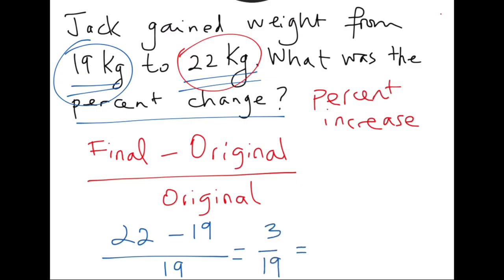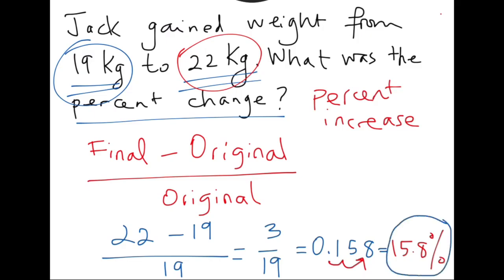What is 3 divided by 19? As a decimal, you will get 0.158 if you round to the nearest thousandth. To change this as a percentage, move the decimal point 2 places to the right. That would be 15.8%. So this number right here is a percent increase. In other words, Jack's weight increased by 15.8%. So every time when they ask for percent change, doesn't matter if something is increasing or decreasing, that's how you do it.